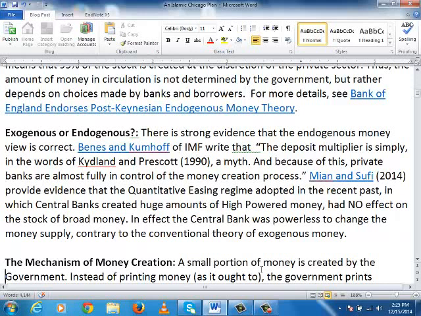So, there is a lot of evidence that the theory of endogenous money is correct and exogenous money is wrong. I have quoted some papers, and also there is a book by Mian and Sufi, which is the target of all these lectures, but we are not going to get to it, I think. But my summary is a start, and actually reading the book will also be useful.